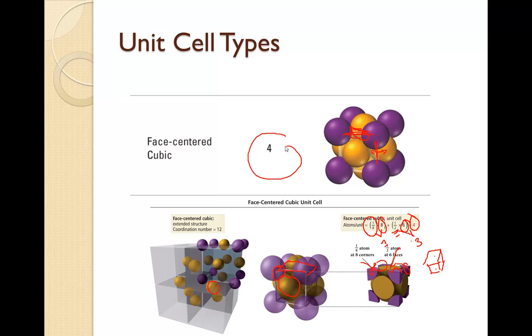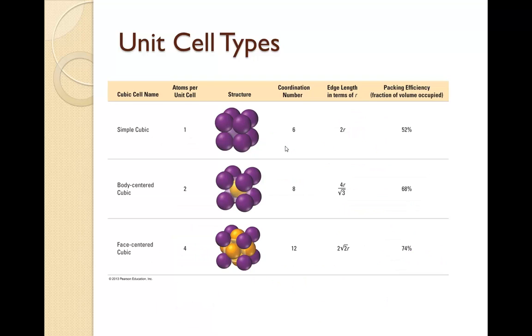So here's a summary of all the unit cells. The simple cubic, which has 1/8 on each corner. The body-centered cubic, which has 1 in the middle, so body-centered, it's in the center, and 1/8 on each corner. And then face-centered cubic, so we have 1/2 on each face of the cube. Notice that the coordination number increases as you get more atoms in there. And therefore, the efficiency also increases.